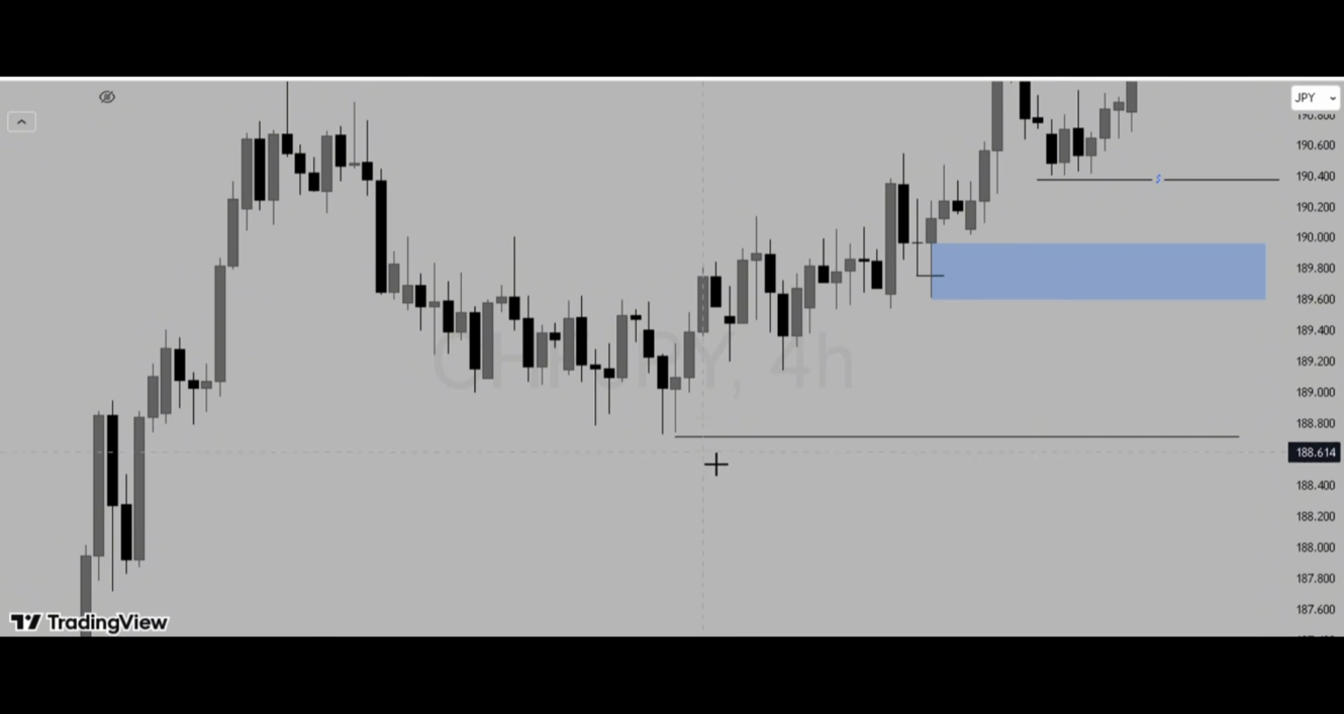And if you look at it, it's not here. We can't find it here because this candle does not sweep below the previous candle. So we can't find it here. We can't find it here. We can't find it here. This is the only place I can find it.